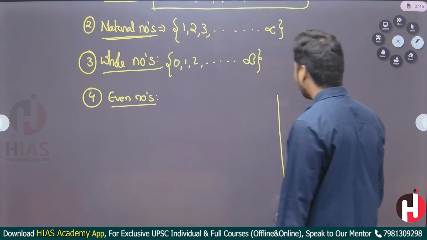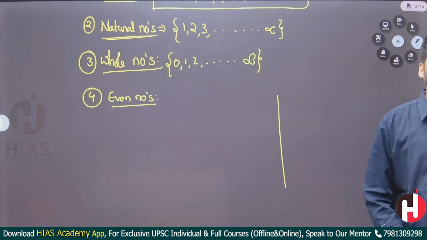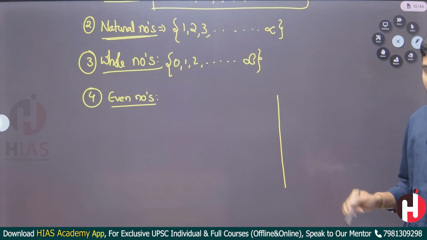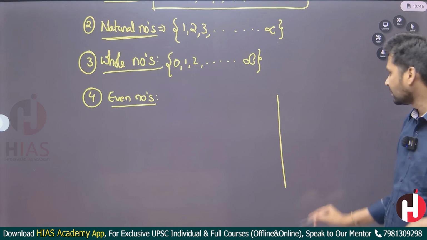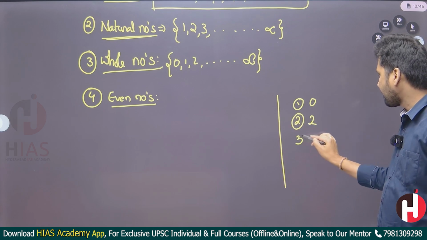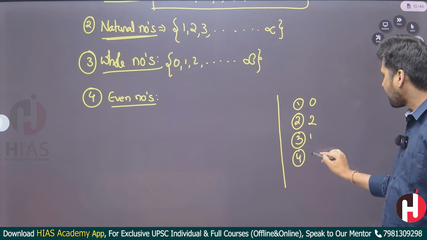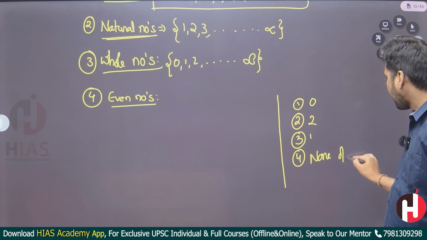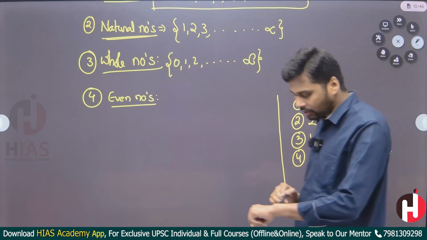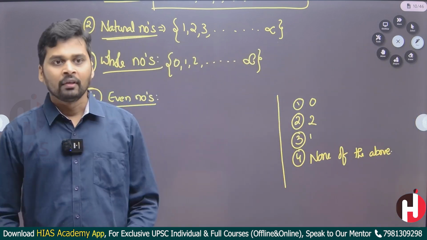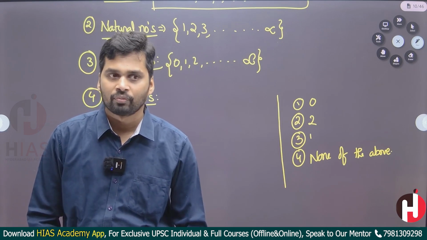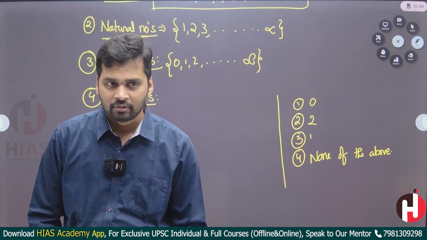Please don't write. I'll give you a simple question. Listen to the question: which is the least even number in the number system? I'll give you options also. We all know what the even numbers are. Now the question is: which is the least even number in the number system? 2, 0.